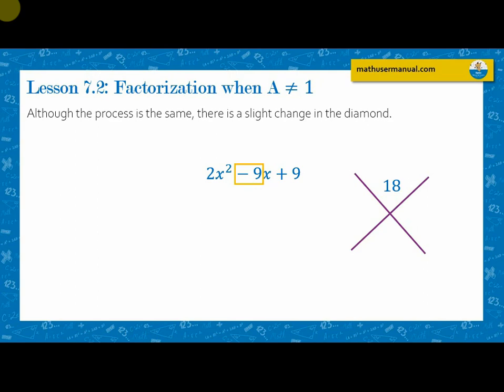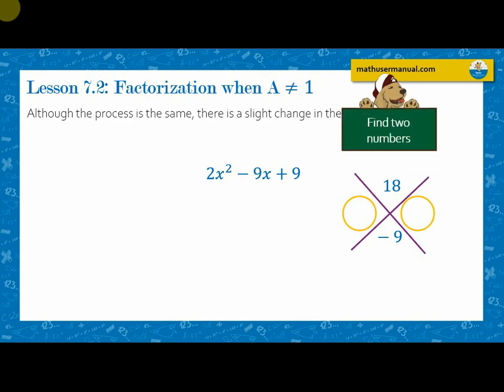And what about the bottom of the diamond? The bottom of the diamond is still the b, but just the coefficient, not the x. So the bottom of the diamond is negative 9. Now that we have the top and bottom of the diamond, the process from this point on is the same process we have learned so far. We need to look at the numbers to the left and right of the diamond. Those two numbers, when we multiply them, we need to get the top of the diamond. When we add them or subtract them, we need to get the bottom of the diamond.